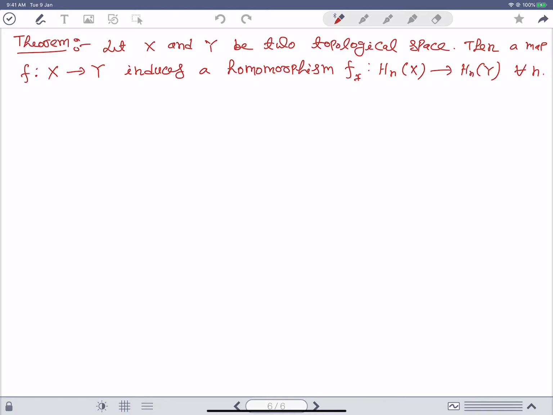Okay. Now more specifically we can write here f_n star, because if n varies then f star will change, right? But to avoid the notation we can just write f star. Okay. But you have to remember that the f star from H_0(X) to H_0(Y) is different from f star from H_1(X) to H_1(Y). Okay. So to avoid the notations I am writing here only f star.